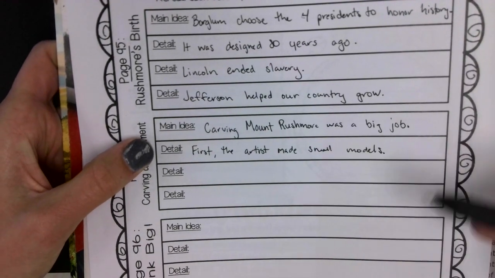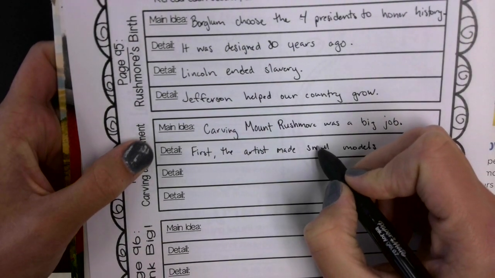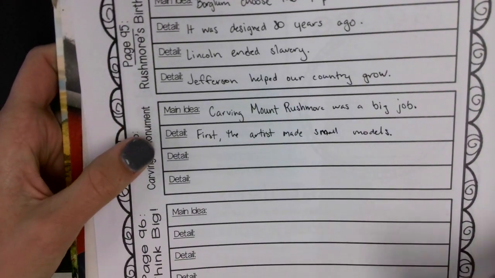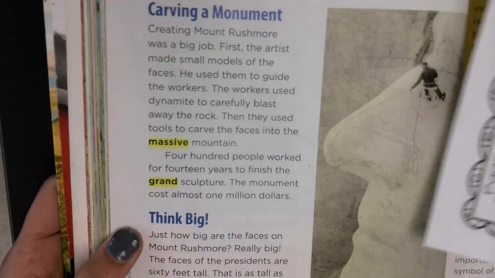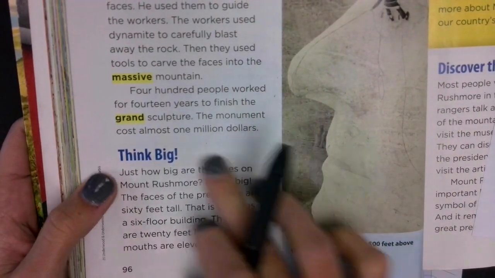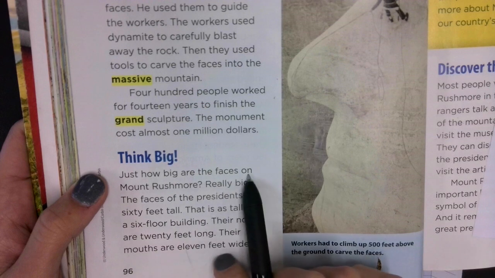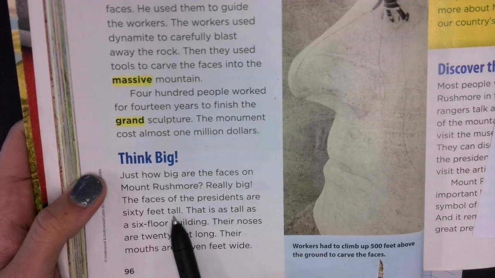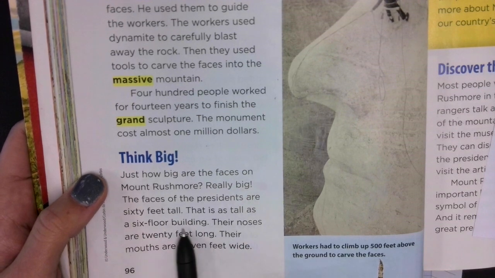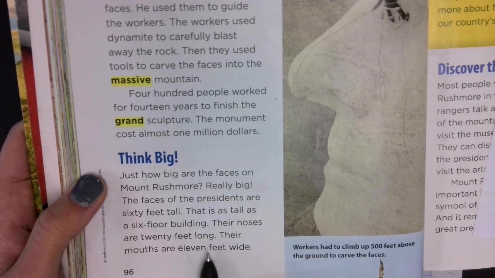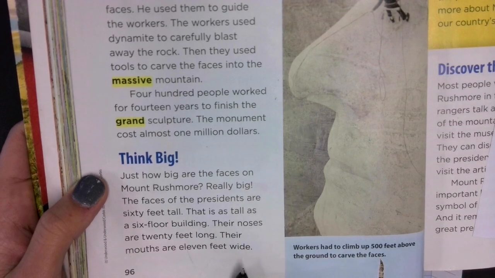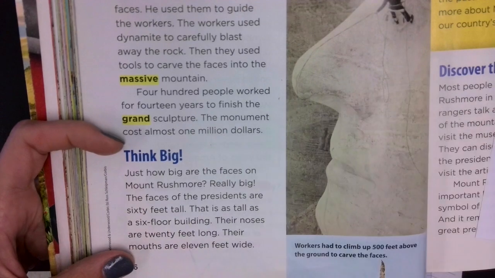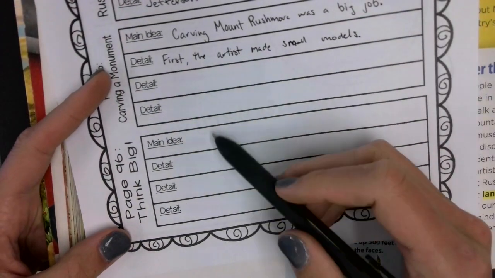All right, find 2, sorry, this is an M. Find 2 other details that support that. And then you're going to do the last one by yourself. So it says, think big. That would be right here. Just how big are the faces on Mount Rushmore? Really big. The faces of the presidents are 60 feet tall. That is as tall as a 6th floor building. Their noses are 20 feet long, and their mouths are 11 feet wide. So what's the main idea of the think big paragraph? Then find 3 details to support that.